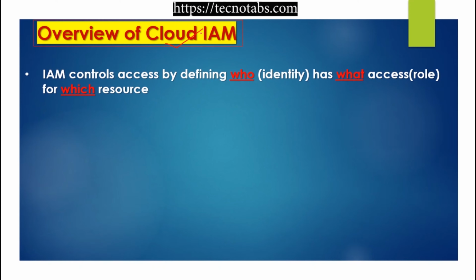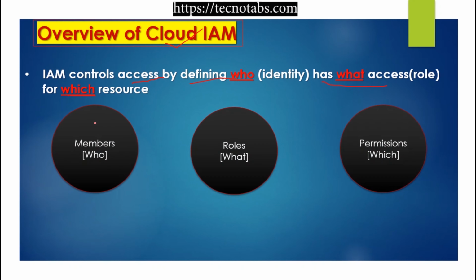Alright, now let's have a look at the overview of Cloud IAM. Cloud IAM is one of the most critical resources of GCP that controls access by defining who has what access to which resource. Okay, as simple as that. Who has what access to which resource. Here, who represents the members, what represents the roles, and which represents the permissions. So IAM is all about connecting all the dots together, right?